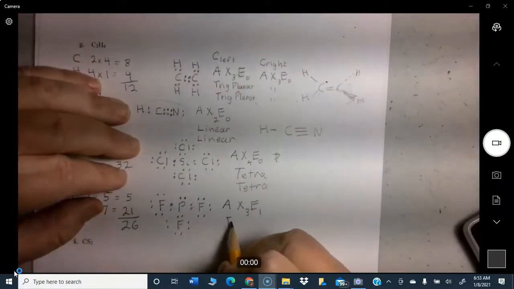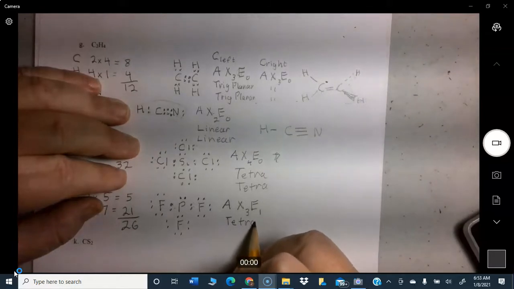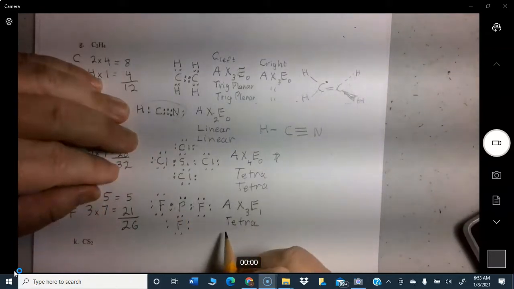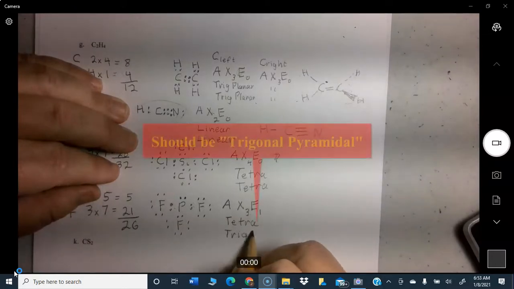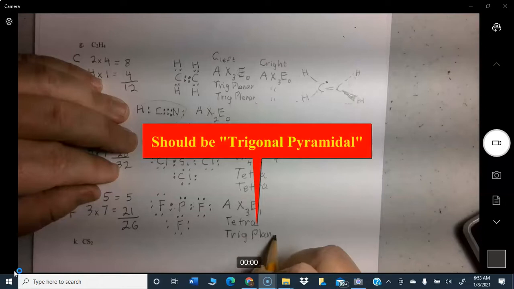So that's going to be tetra. That's the family because it's 4 electron domains in all. 3 of them are bonding, 1 lone pair, so that's trigonal planar.